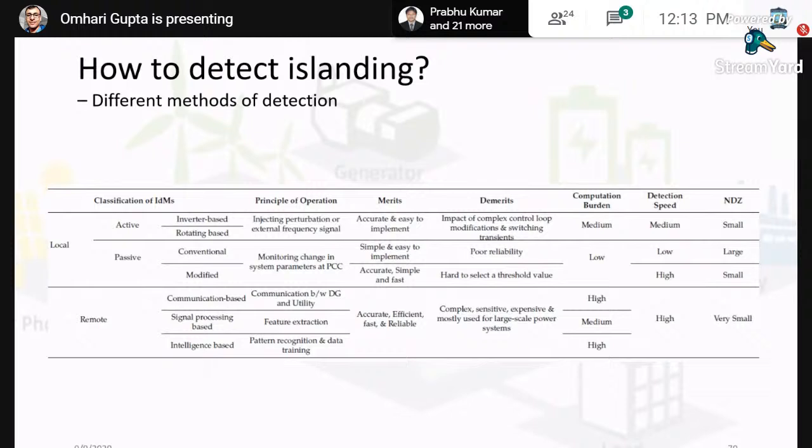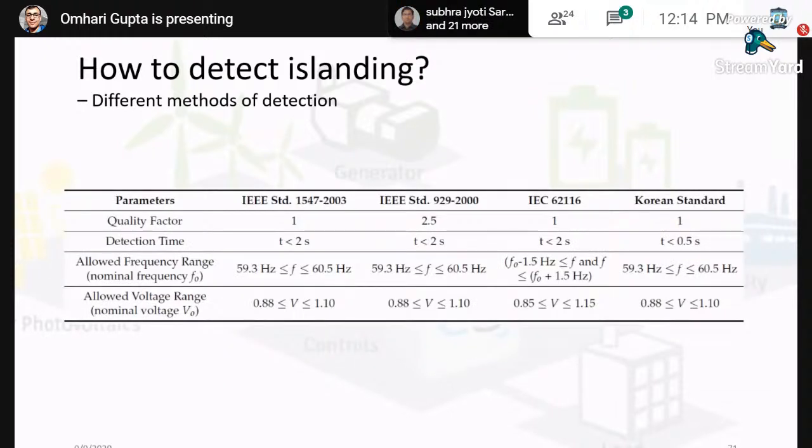In terms of computational burden, you can see active techniques will require medium computational burden, while passive will have negligible burden, and remote techniques will mostly place high burden in terms of computation. Okay. Then detection speed. Active techniques will have medium detection speed, while passive methods will have low and high. If it is conventional, we'll have low detection speed. If it is modified or modern, we'll have high detection speed, while remote techniques will have higher detection speed. Okay.